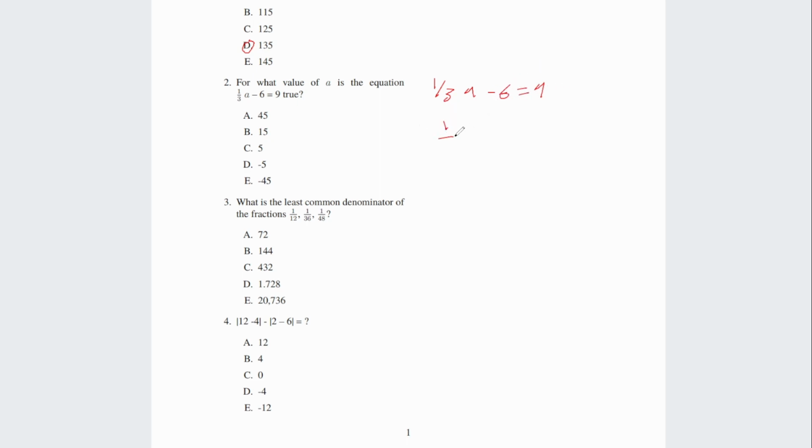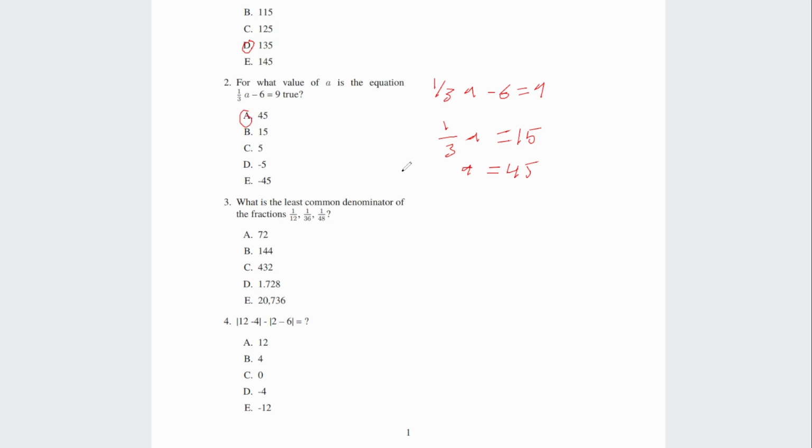So we say 1/3 A equals, we add 6 to both sides, so it equals 15. And then we divide by 1/3. Or in other words, we multiply by 3, right? So if we multiply by 3, we'll have 3 over 3A, which is the same as 1A, times 3, equals 3 times 15, excuse me. So A equals 45. So the value of A is 45.